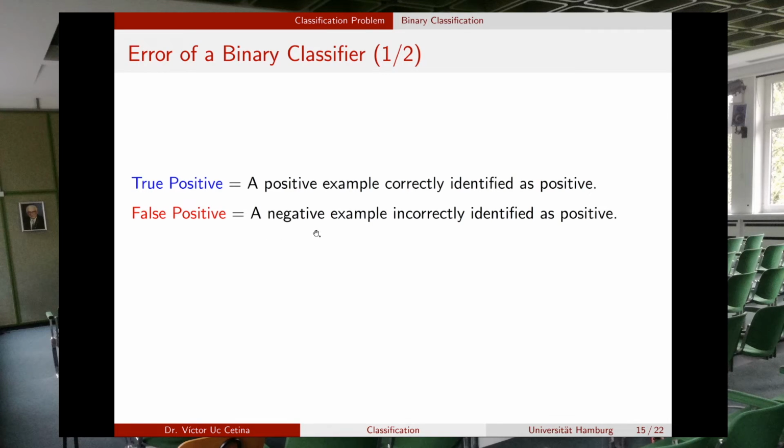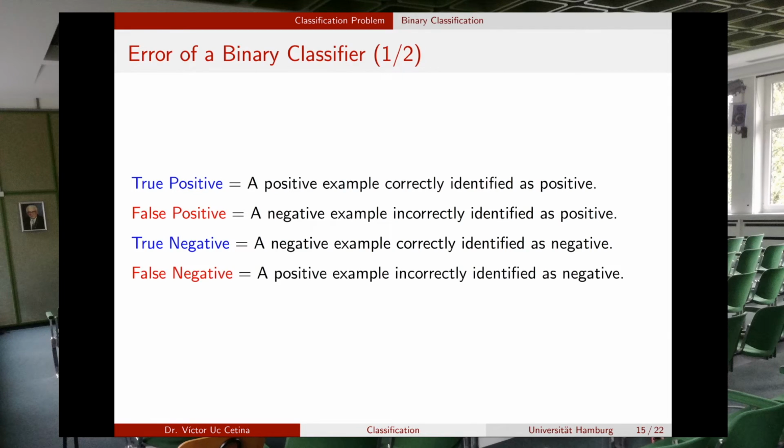In the case of a false positive, this is a negative example incorrectly identified as positive. So this would be the case of a non-spam email that was classified as spam. It is being classified as positive, but this is a false positive, because in reality it is a negative example. It is a non-spam. A true negative is a negative example correctly identified as negative, like when we have a non-spam email and it is classified as non-spam. And finally, a false negative is a positive example incorrectly identified as negative. So this is the case when we have a spam and it is classified as non-spam.